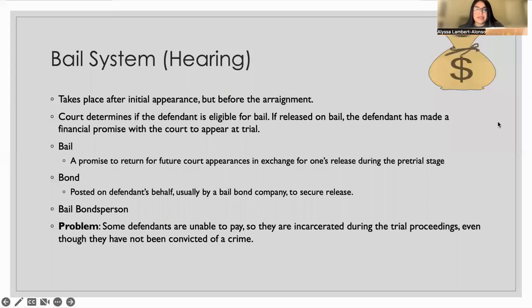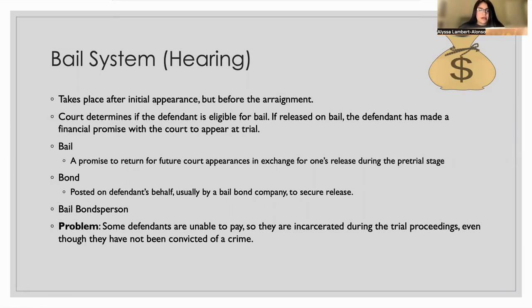So I'm going to now explain the actual hearing for bail. This takes place after the initial appearance and before the arraignment. The court determines if the defendant is eligible for bail, and if released on bail, the defendant has made a financial promise with the court to appear at trial. So just to define the terms a little bit, bail is a promise to return for future court appearances in exchange for one's release during the pretrial stage. And then bond is posted on defendant's behalf, usually by a bail bond company, to secure their release.